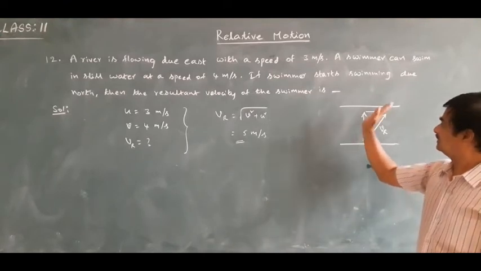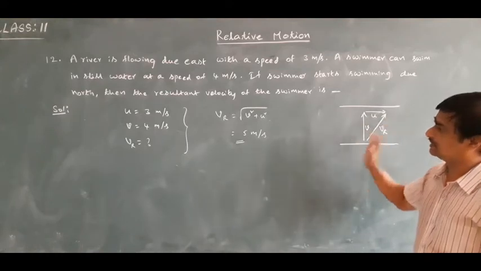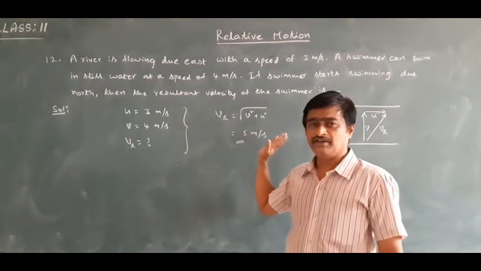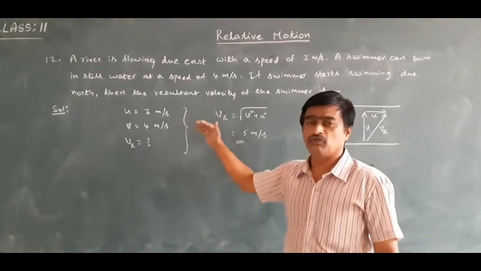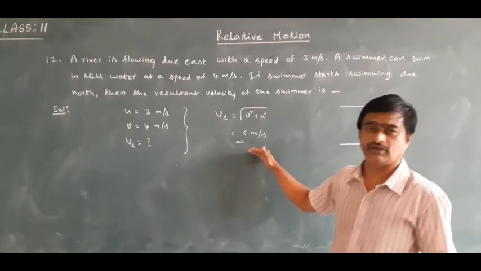This is v, this is the water, this is the swimmer. Then the resultant velocity is this. By seeing those figures, we can simply put the answer as 5, by seeing 3 and 4. Okay. If you solve the problem, it goes like this. Okay. Very simple.